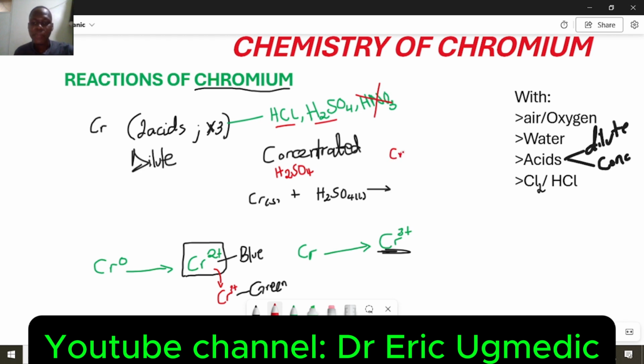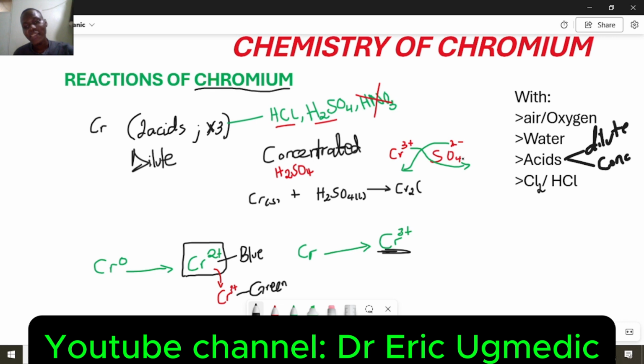So I'll have my chromium, which I expect to be in the +3 state due to the strong oxidation, and then my sulfate, which will be the -2. So I'll just use the basic knowledge which we attained from our O level, in that the 3 comes this side and the 2 comes there. So I expect to have 2 chromium atoms and 3 sulfate molecules. So how will that be written? I'll have my chromium, which are 2, and my sulfate will be in a bracket.